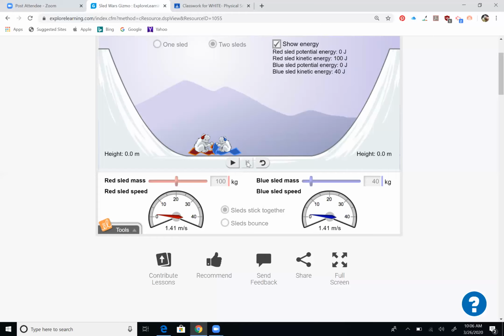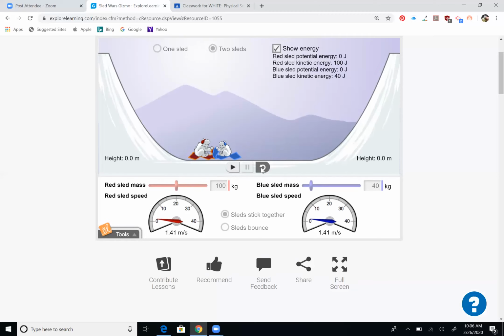All right, click reset, select sled bounce. Down here, we're not going to have them stick together. They're going to bounce off of each other. In this collision, large springs cause sleds to bounce off each other. Using the same setting from the last trial, click play.